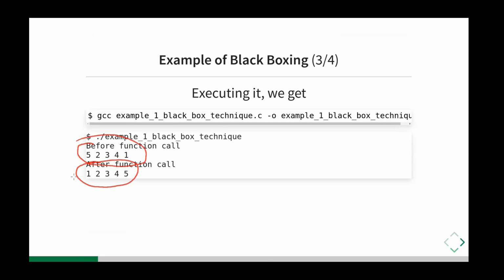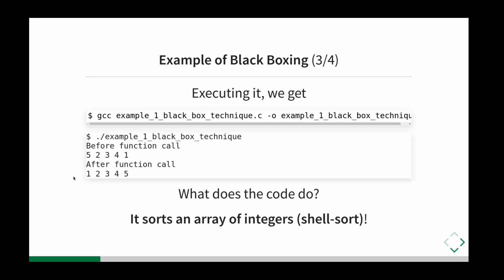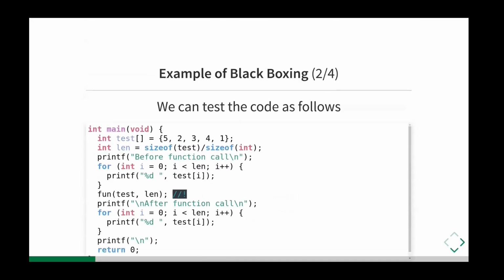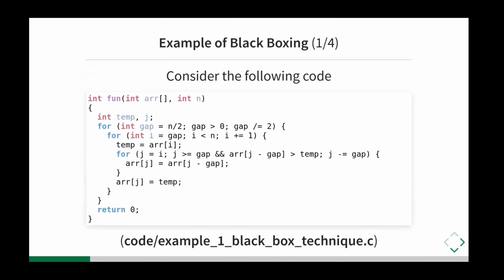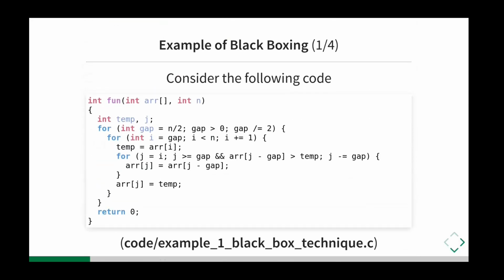So any guesses as to what this function does? Yes, this function actually just sorts an array. We don't need to understand how it works. We just need to see how input is mapped to output. This is called shell sort. It is an interesting sorting technique. It's n squared, so it's not that efficient, but it's weird.